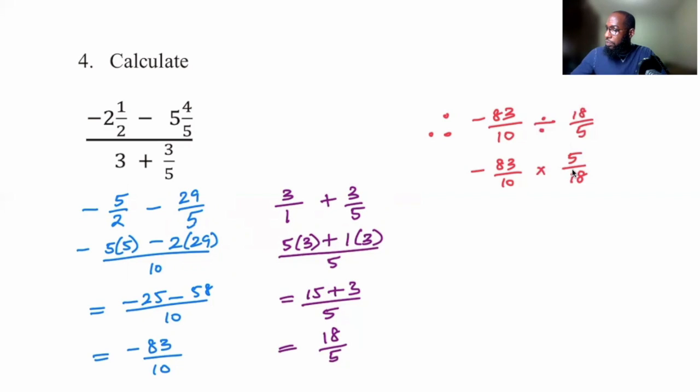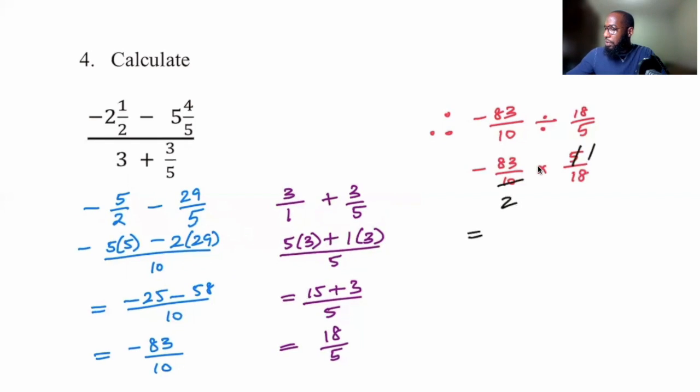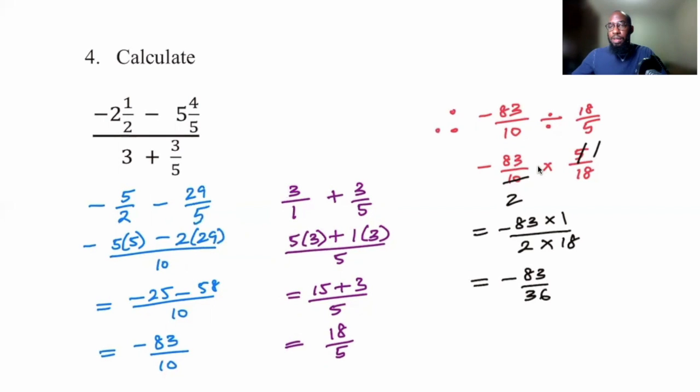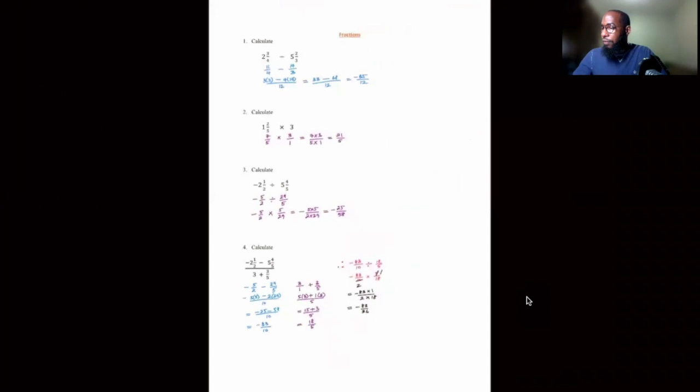So check to see if we can simplify anything. We have 5 into 5, 1, 5 into 10 is 2. Right. So continuing, negative 83 times 1 over 2 multiplied by 18. So that is negative 83 over 2 times 18 is 36. And this here is your answer. All right. So that's it for fractions.